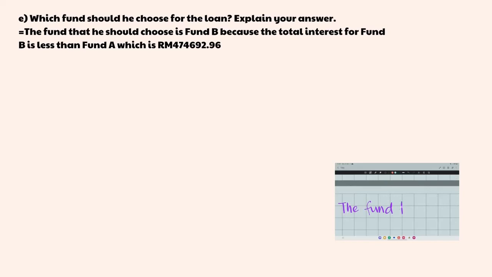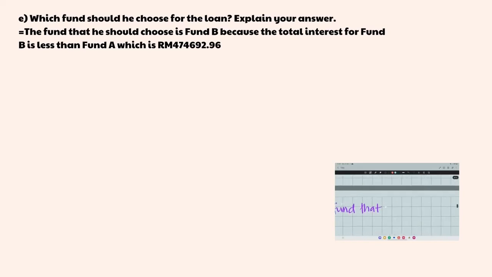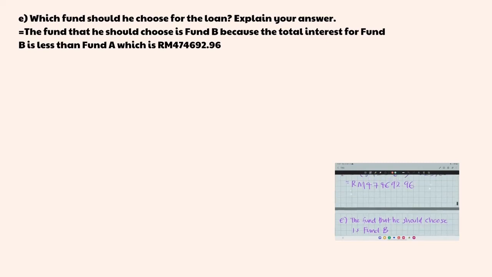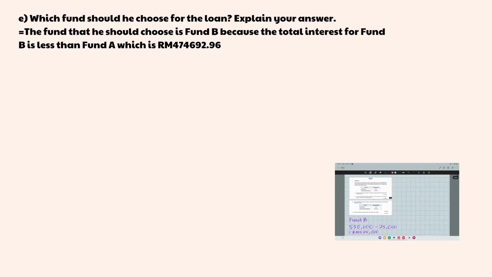The fund that he should choose is Fund B, because total interest for Fund A that my friends already find is 505,115.52 that she already calculated for question A.